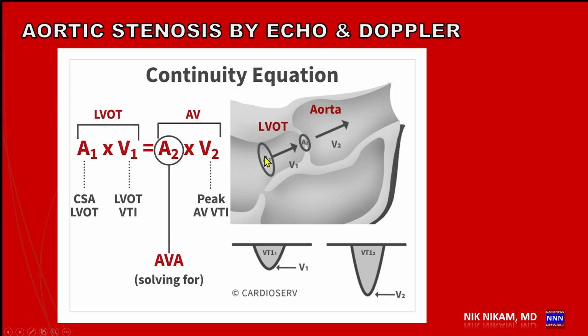That is, pressure and volume are interrelated. When the orifice through which the blood can go through is reduced, then the pressure increases. And that's what we measure in the aortic region.